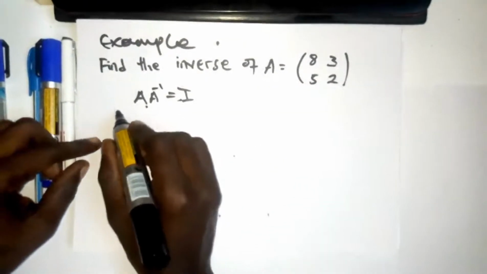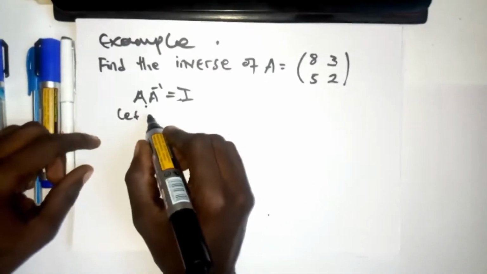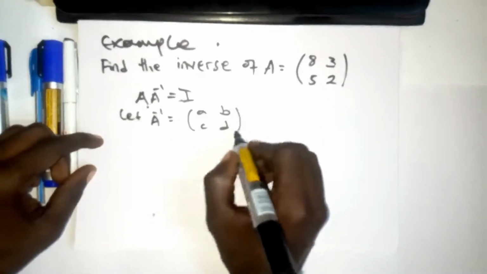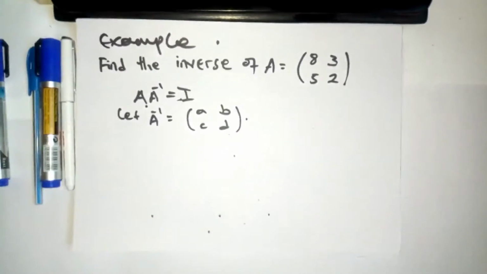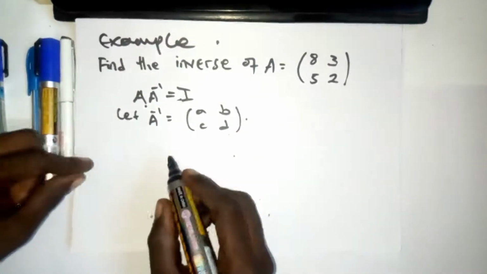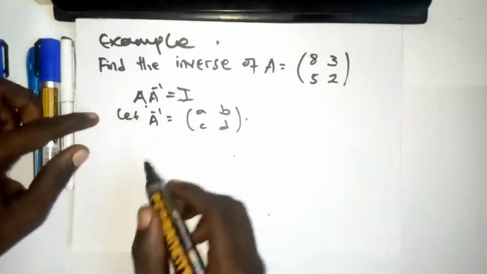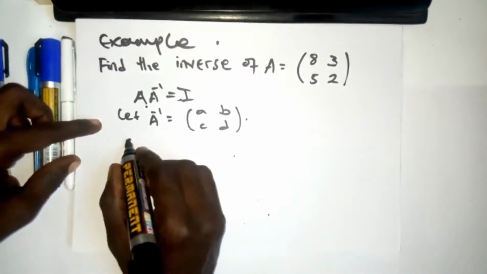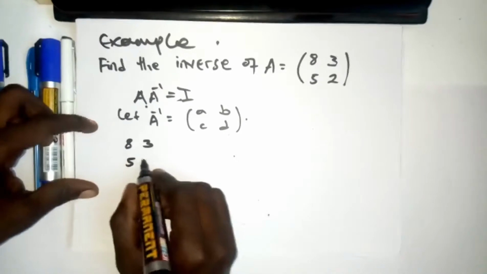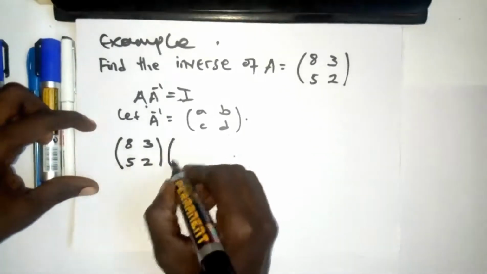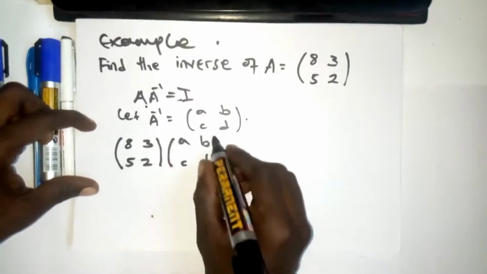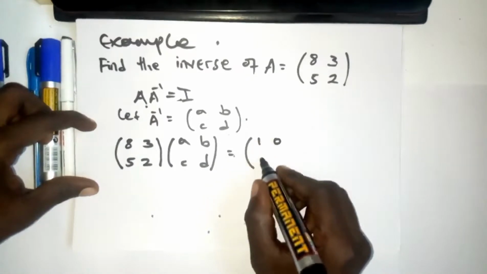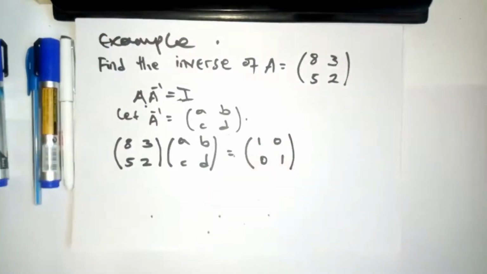So the first step here is let the inverse of A be a matrix which has unknown entries. Then we are going to multiply these two matrices, A with its inverse. So the matrix A is 8, 3, 5, 2. I multiply this matrix with its inverse, which I don't know the entries, and I'm going to find them. It should give me an identity matrix like that.